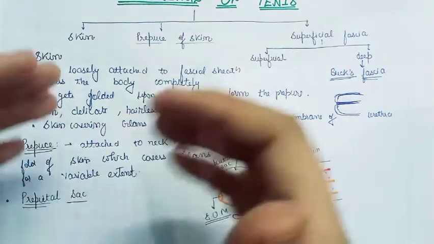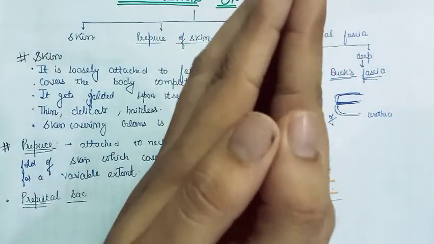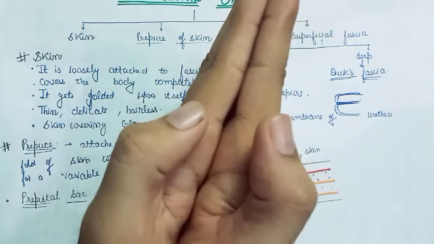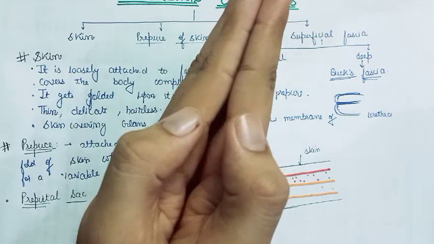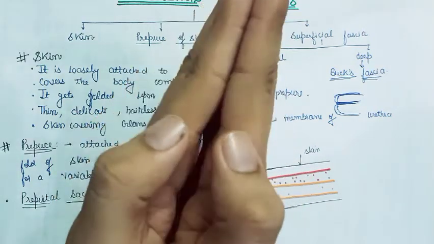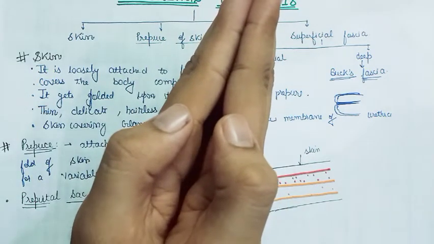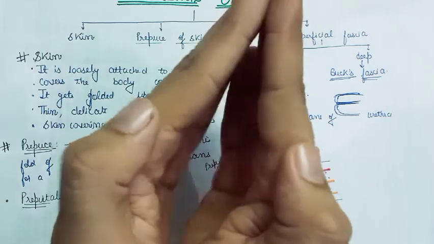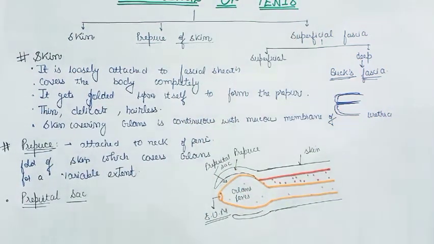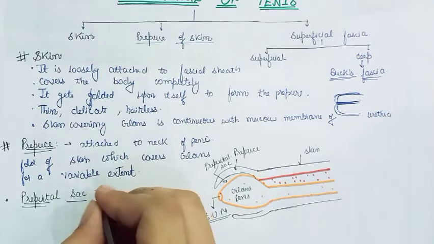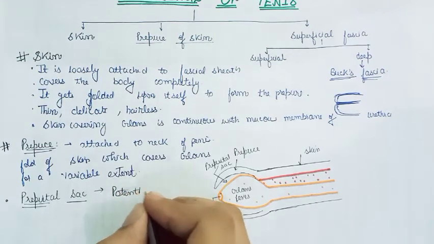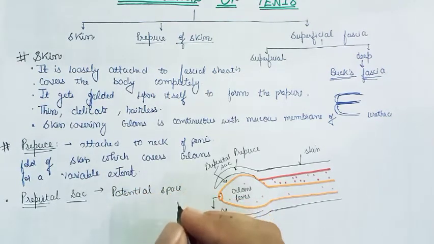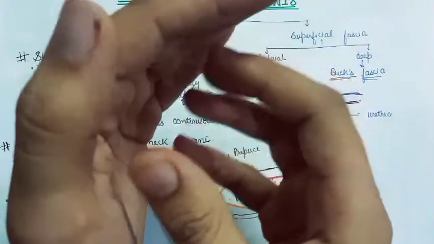What do you mean by a potential space? Suppose these are the two layers of a balloon. Balloons are nearly collapsed when not inflated. As soon as you start filling air, a space is created in between them. Initially there was no space, but it has the capacity to expand and create a potential space. The preputial sac is something like that. It is actually a potential space. I hope the term potential space is very clear. The space is not actually present, but it has the capacity to expand and create a space in between.